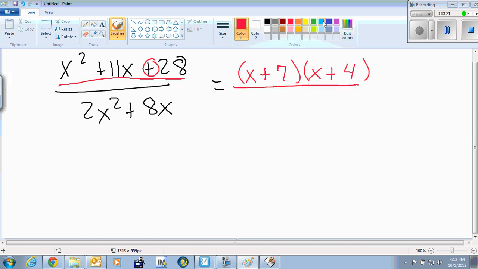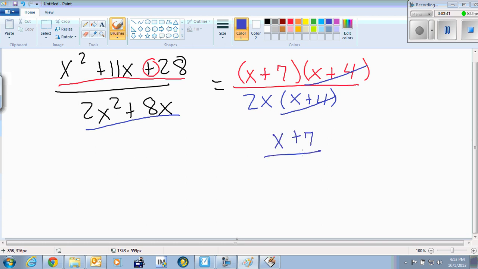On the denominator, I'll do it in blue, you're going to see, first off, I've got two terms, and I can take a 2 and an x out. When I take a 2x out, I'm left with x plus 4, which is pretty nice because you're looking for things to cancel, and the x plus 4s cancel each other out. And the only thing you're left with is x plus 7 over 2x.